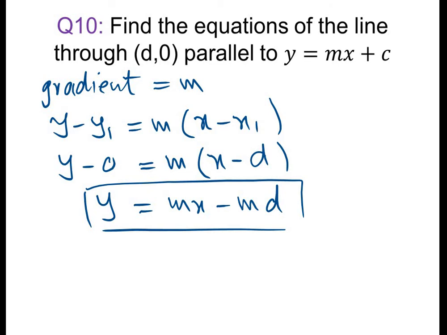Find the equation of the line through the point d, 0 and parallel to y is equals to mx. So again, if this is parallel, the gradients are the same. So in this equation of straight line, you just put the gradient as m and replace x1, y1 by d and 0 and simplify it.